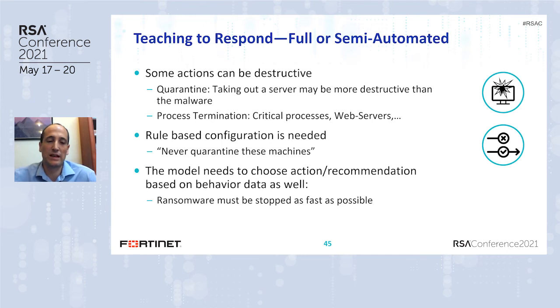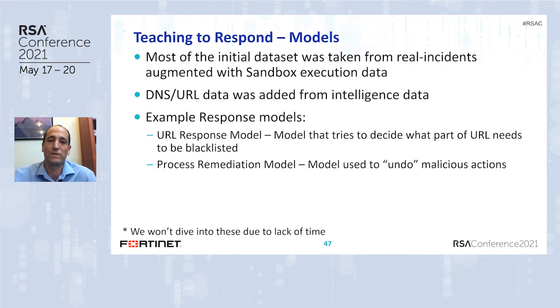And some of the models will probably need to also control how fast we need to execute actions. For example, if we see that it is a ransomware, we need to take actions as fast as possible in order to contain the threat.